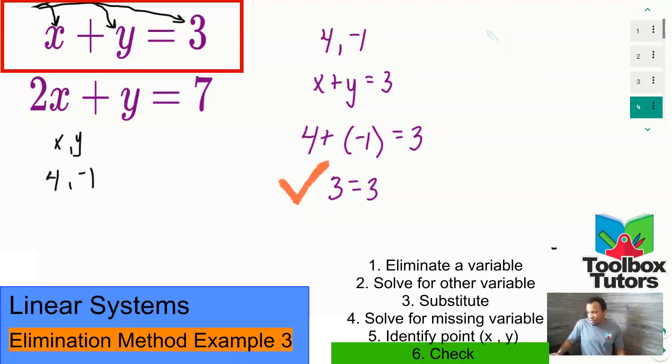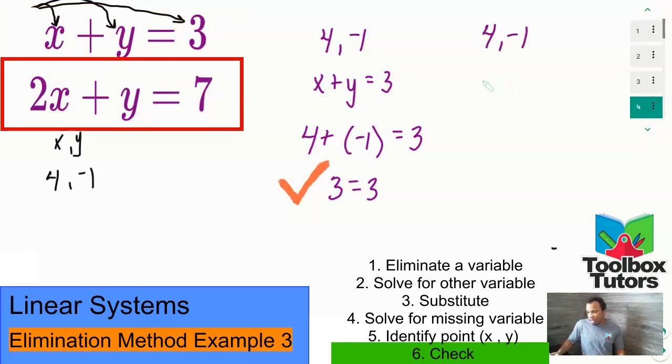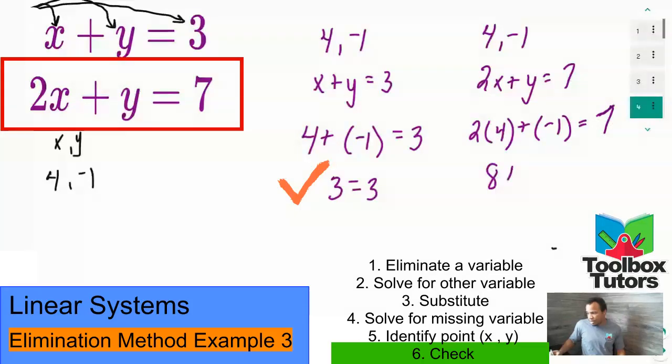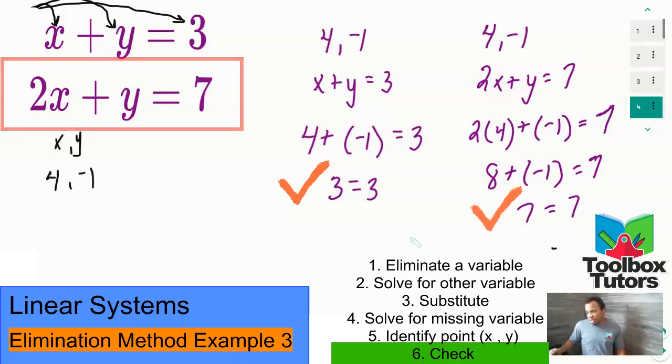Now we'll check (4, negative 1) with our second equation, which is 2x plus y equals 7. So now x equals 4, so 2 times 4 plus negative 1 equals 7. 2 times 4 gives us 8, plus negative 1 equals 7. So now 8 plus negative 1 gives us 7, equals 7. 7 once again indeed equals 7. So this lets us know that this point, (4, negative 1), is the solution to this linear system.